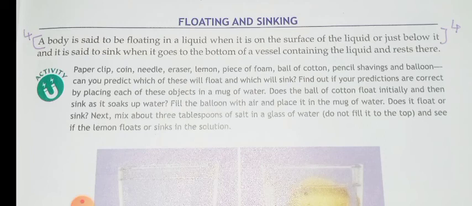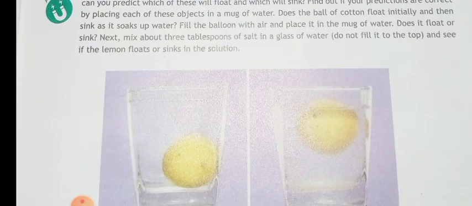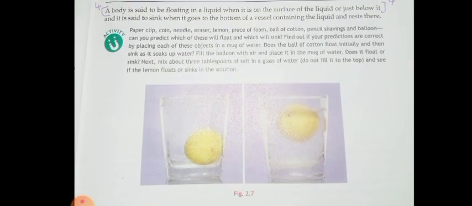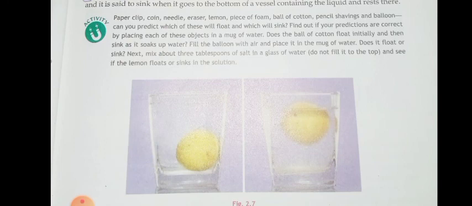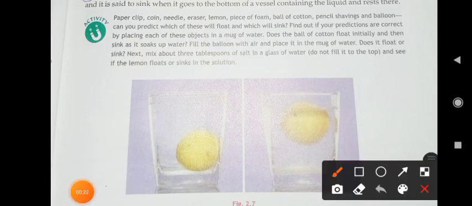A body is said to be floating in a liquid when it is on the surface of the liquid or just below it. Look at the figure given here. The second one, the lemon is floating. How can we say that it is floating? It just touches the surface of the liquid. So we are saying that the lemon is floating.